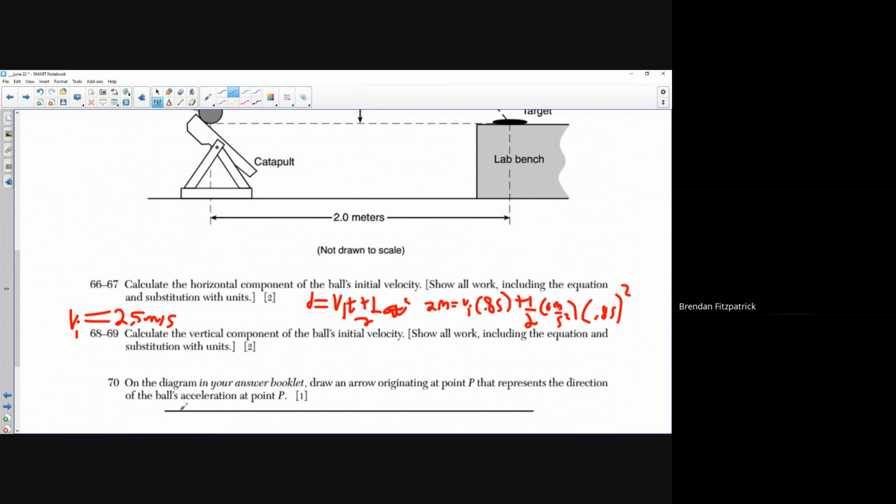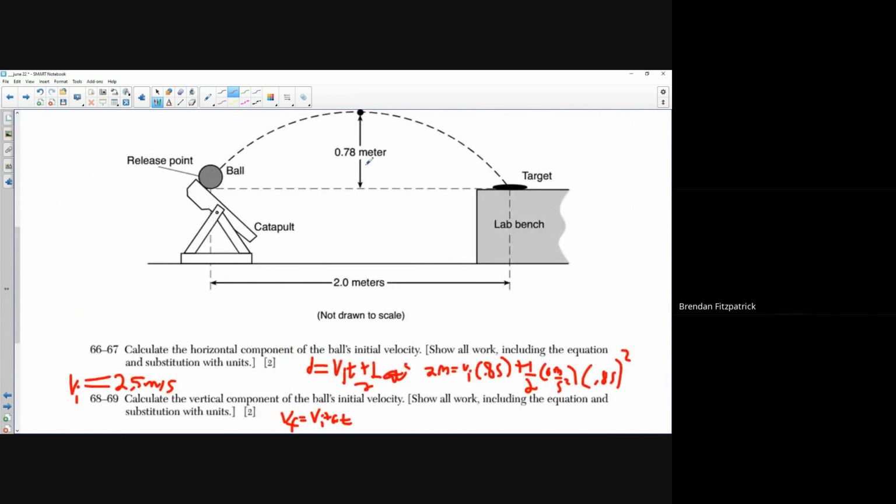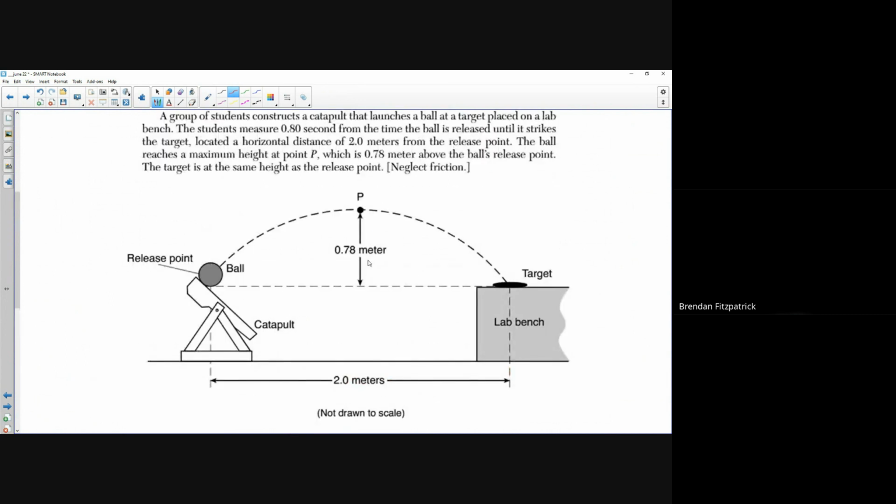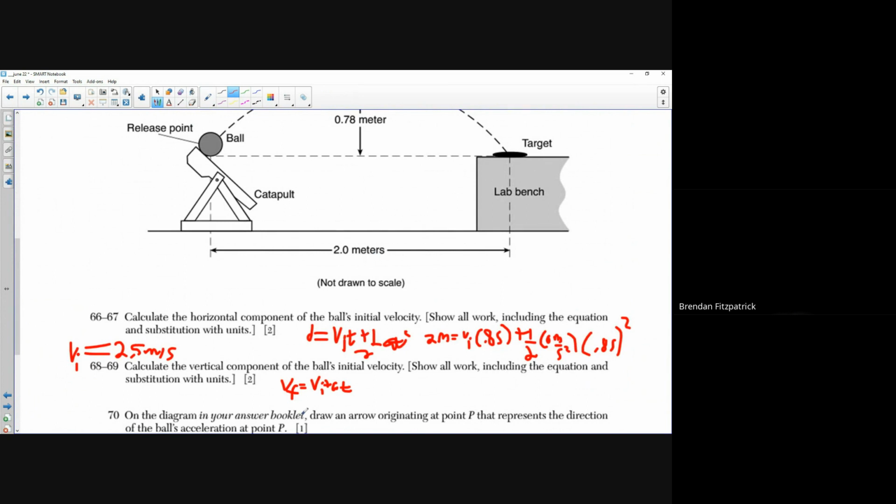Calculate the vertical component of the ball's velocity. I'm going to say vf is equal to vi plus at. So the ball got to a maximum height. So at maximum height, the velocity was 0. So that's the final velocity I'm working with in this question. I'm looking for the initial vertical velocity. So that's vi plus, I'm going to put minus 9.81. So I got a positive velocity out of this.